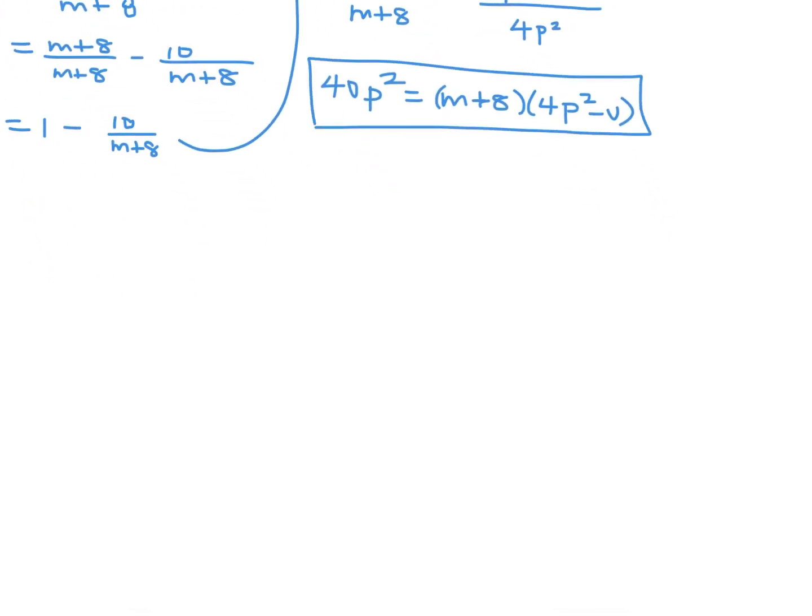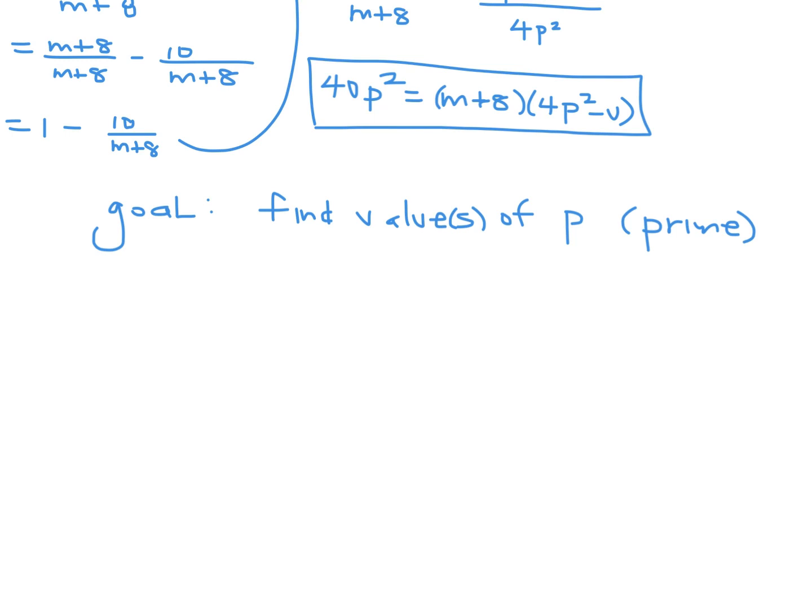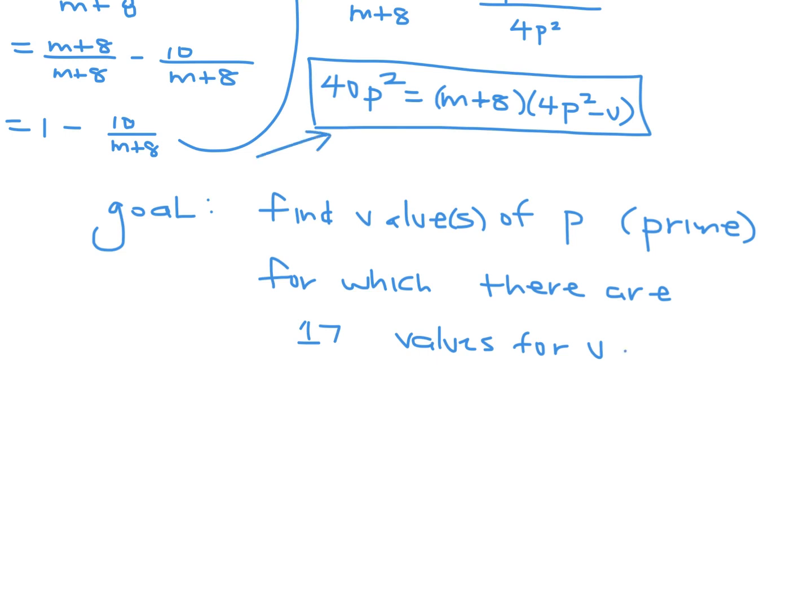Now let's go back and remind ourselves, what is our goal? Our goal is to find values of p, remembering that p is a prime, for which there are exactly 17 values for u. Sounds like a weird kind of goal, but that's our goal, and this is the simplified expression.